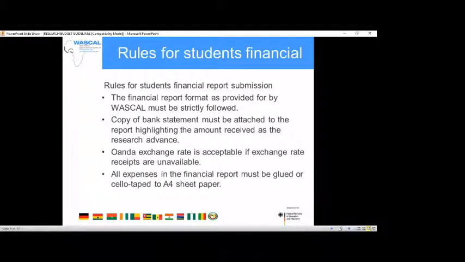This is very key. Can you hear me? Yes, sir. The financial report format as provided by WASCAL must be strictly followed. When research grants have been transferred to you, first batch, second batch, or third batch, when you are retiring, your bank statement must be attached, highlighting the amount received as research advance. For example, ACRA will transfer your research grant to you. Assuming you receive 4,000 euros or 5,000 euros, as the case may be, when you are retiring that amount, you must attach your bank statement. Are we together?